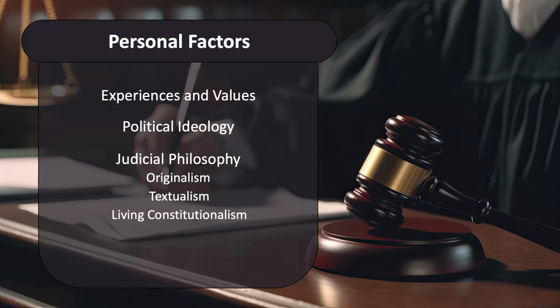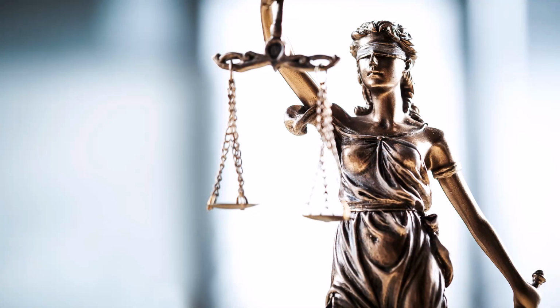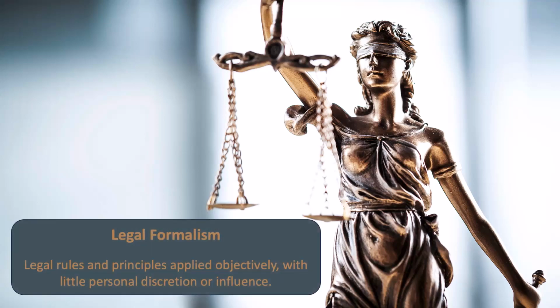And finally, living constitutionalism holds that the Constitution is a dynamic document that should be interpreted in the context of the contemporary society and its values. This approach tends to lead to a more progressive interpretation and adaptability to changing social norms. These various factors, the legal, institutional, extra-legal, and personal factors that influence judicial decision-making, are combined in various ways to develop theoretical models to explain judicial decision-making. Legal formalism, sometimes also called the legal model, posits that judges apply legal rules and principles mechanically and objectively with little personal influence or discretion.